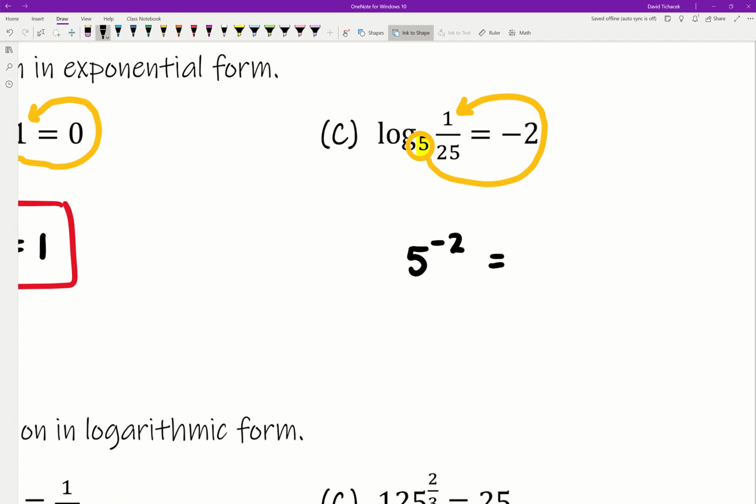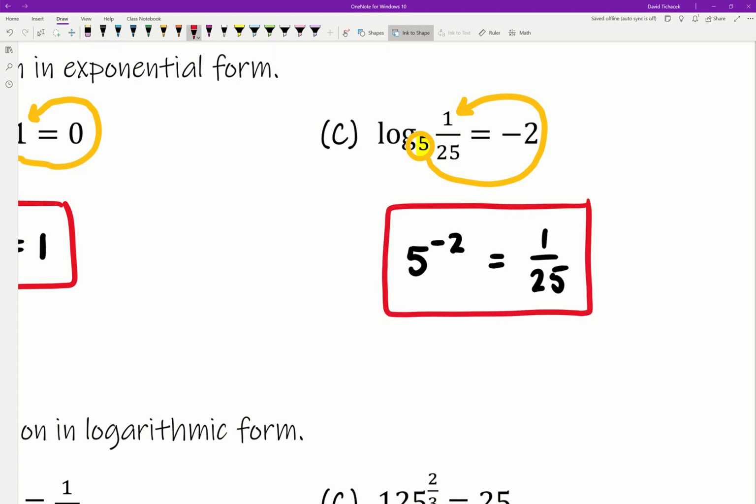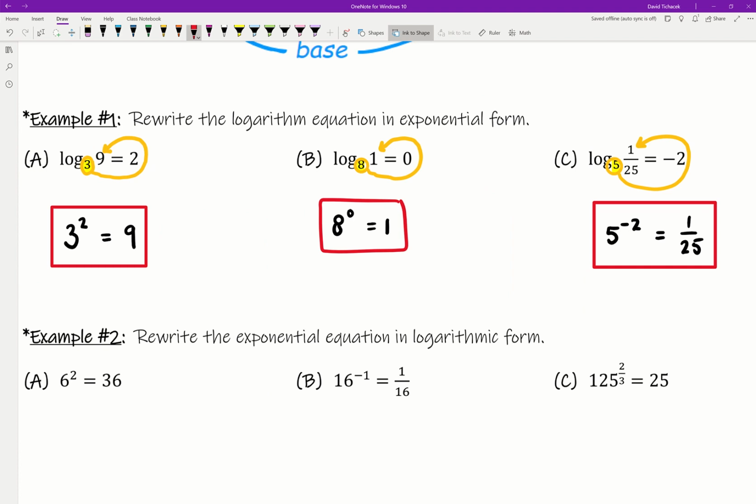Remember that a negative exponent basically takes the base, which right now is a 5, or 5 over 1, and reciprocates it into 1 over 5, and then we apply that exponent of 2, calling that 1 over 25. Okay, so really easy to be able to convert back and forth between logarithms and exponentials.